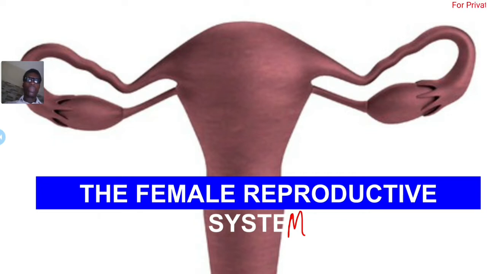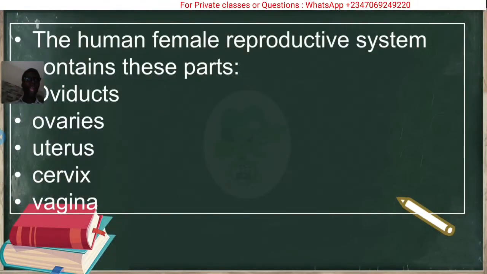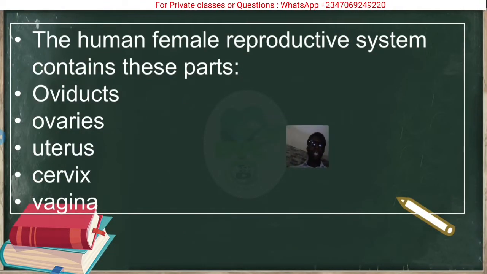So today we'll move on to the female reproductive system, or better said, the human female reproductive system, still on the series Human Reproduction. I will go back to that picture shortly to show you a few things. The human female reproductive system contains these parts: oviducts, otherwise called fallopian tube, ovaries, uterus, otherwise called womb.